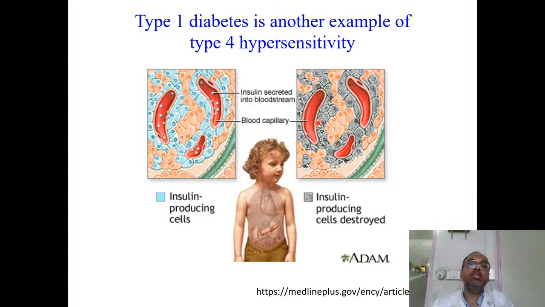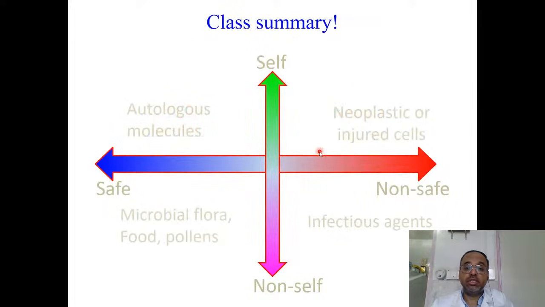It usually happens in kids. It manifests in the first couple of decades of life. The person develops what is called type 1 diabetes. This is another example of type 4 hypersensitivity.